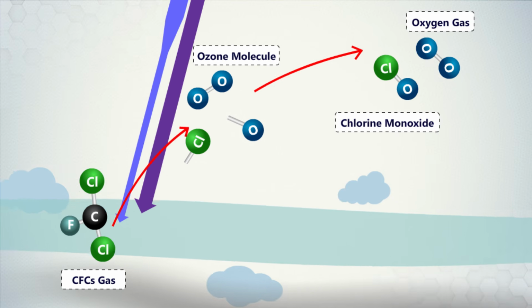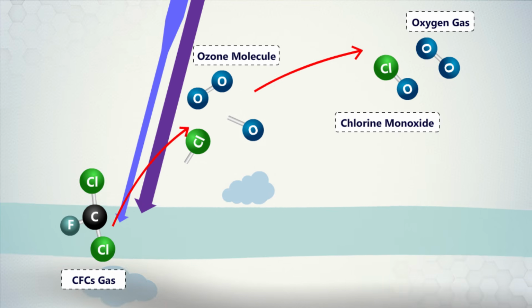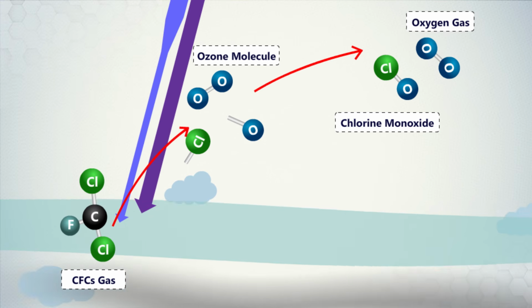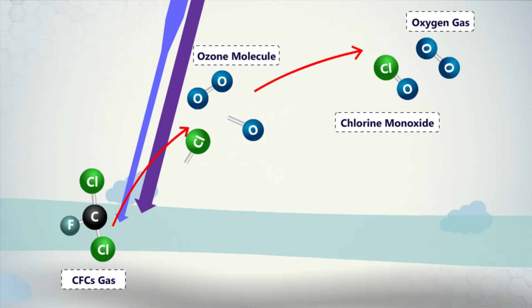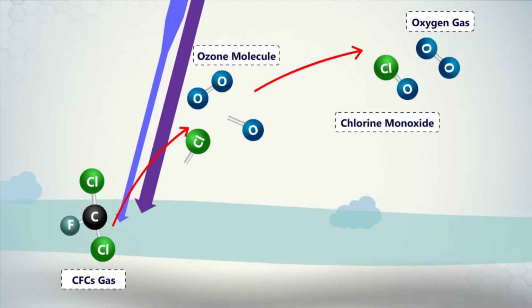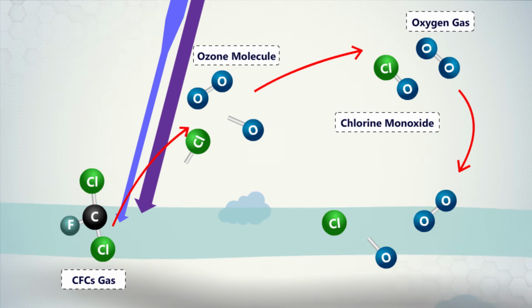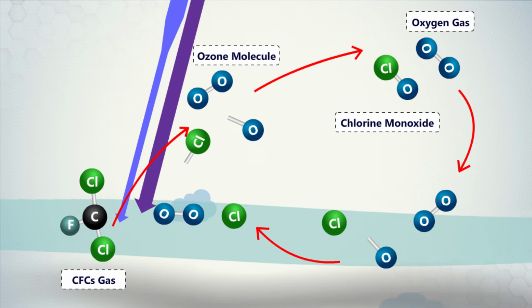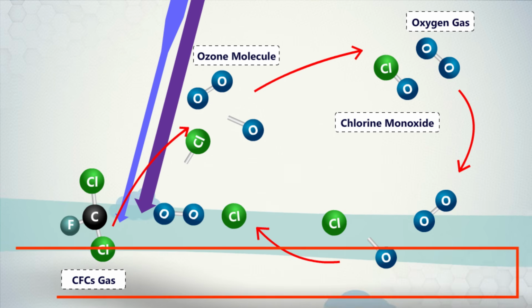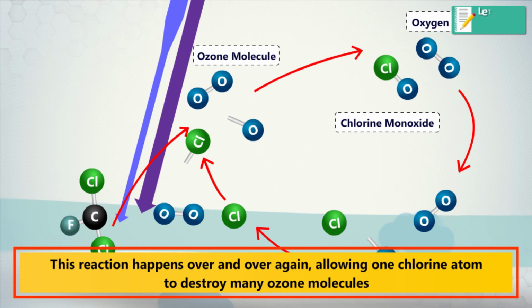Chlorine plus ozone gives chlorine monoxide plus oxygen gas. This would not be a huge problem, except for one thing: chlorine monoxide will collide with free oxygen atoms. This oxygen atom will break apart the chlorine monoxide, releasing the chlorine atom back into the stratosphere to damage more ozone. This reaction happens over and over again, allowing 1 chlorine atom to destroy many ozone molecules.